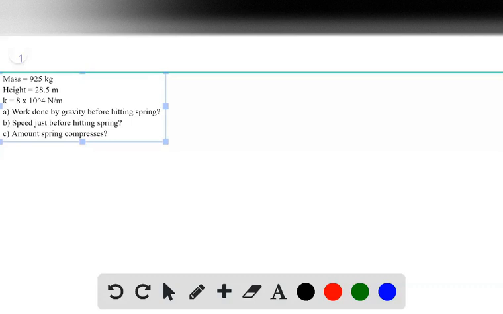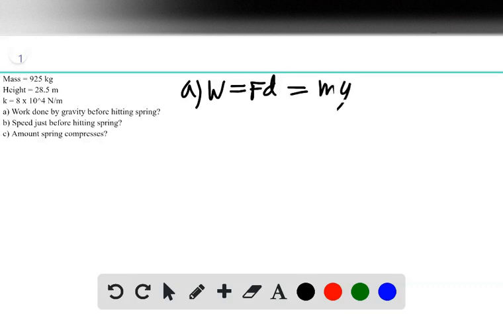Hey everyone, this is question number 76 from chapter 6. This problem is about an elevator falling and there's a spring at the bottom of the elevator shaft. All right, so part A asks us to find the work done by gravity. So work equals force times distance. Force of gravity equals mg times d.